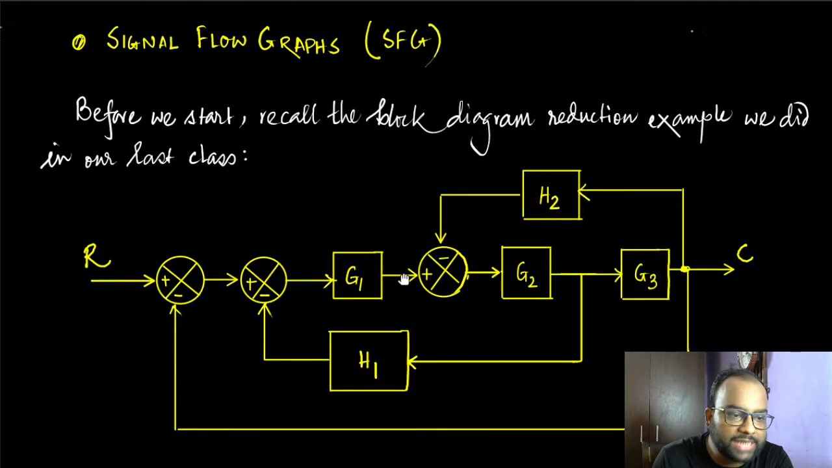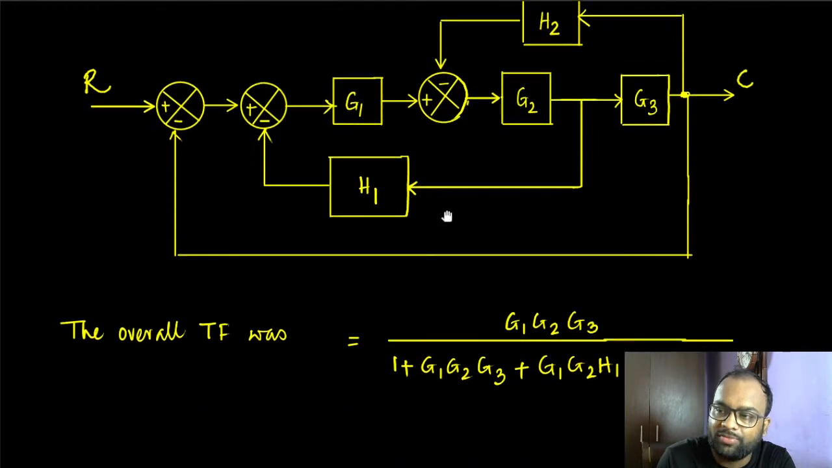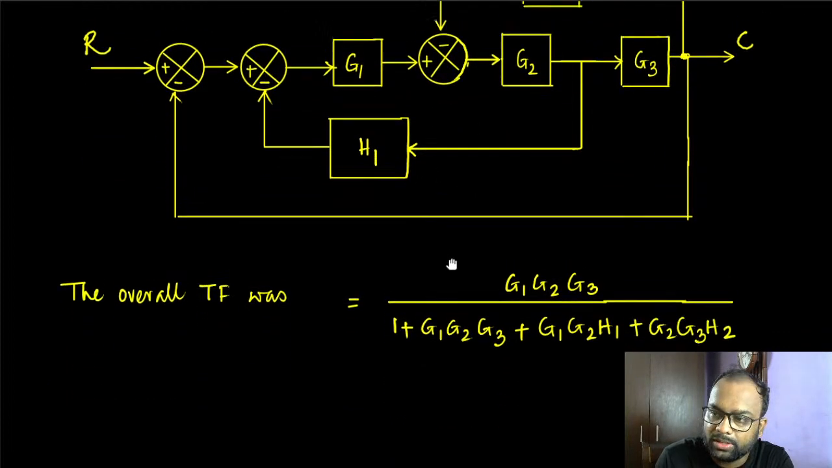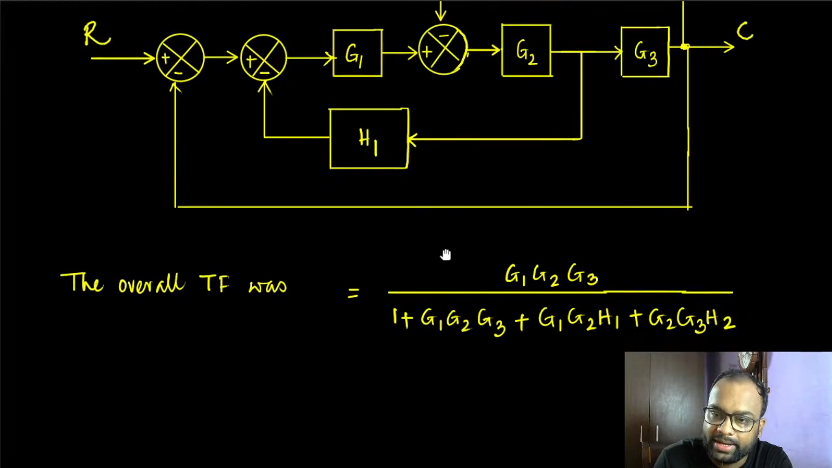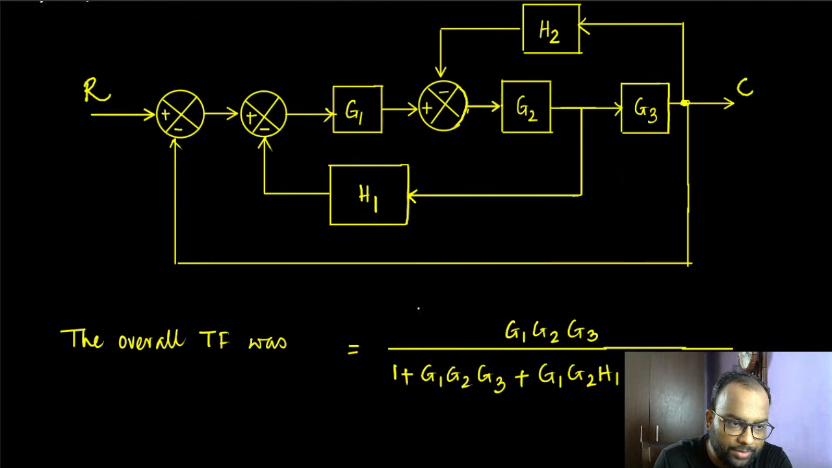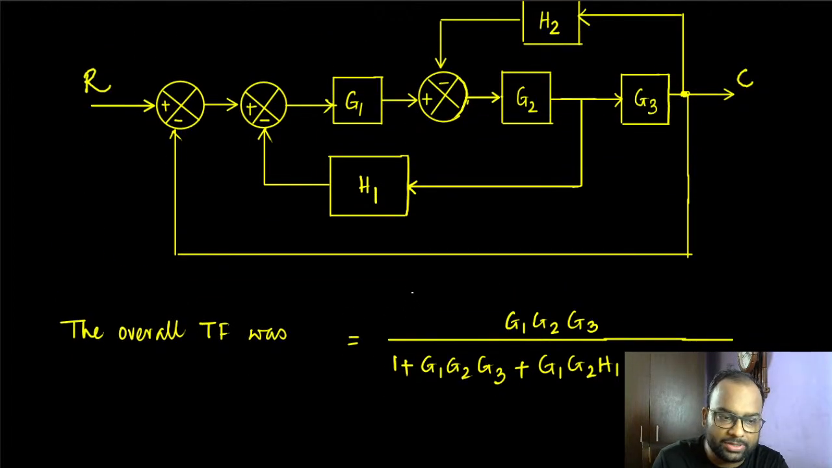So again, before we start, recall that the block diagram we simplified in the last class was this one, right? So this was the block diagram reduction we did in the last class. All right, so I believe you can recall that. So we're going to start from this point. Okay, just keep this in mind. This was the example we did in the last class.